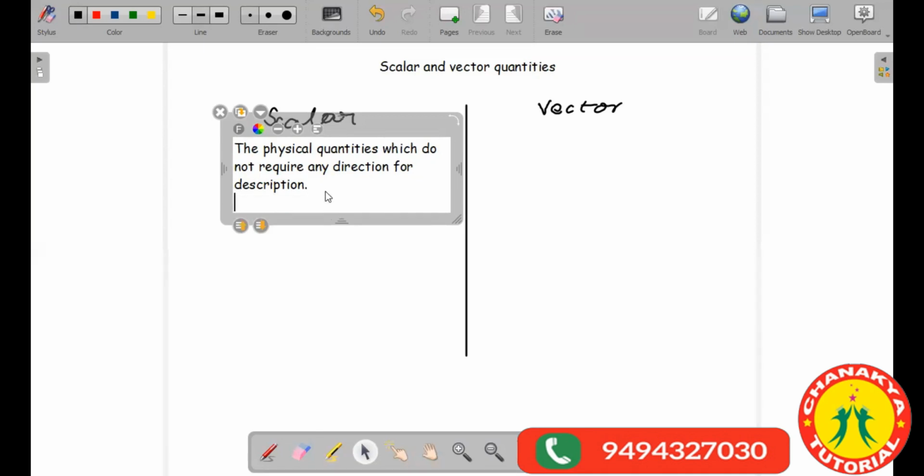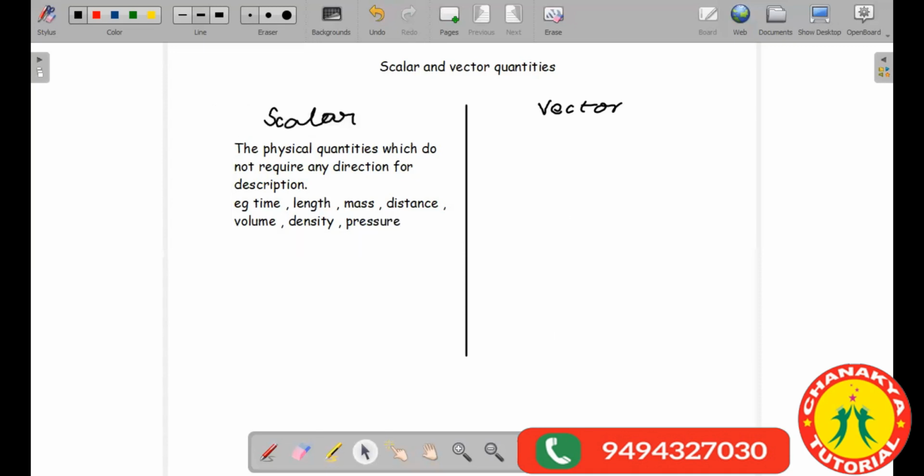So for example, we consider time. Time is a scalar quantity. Length, mass, distance, volume, density. See, all these quantities are scalar quantities; they do not require any direction for their description. Then you have pressure. So pressure is also a scalar quantity.